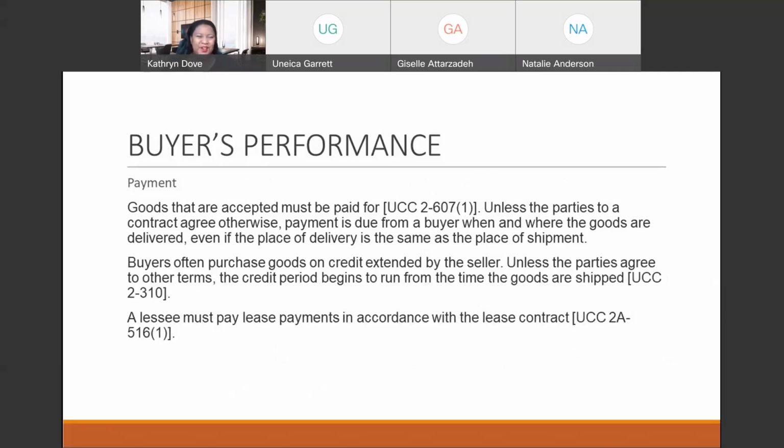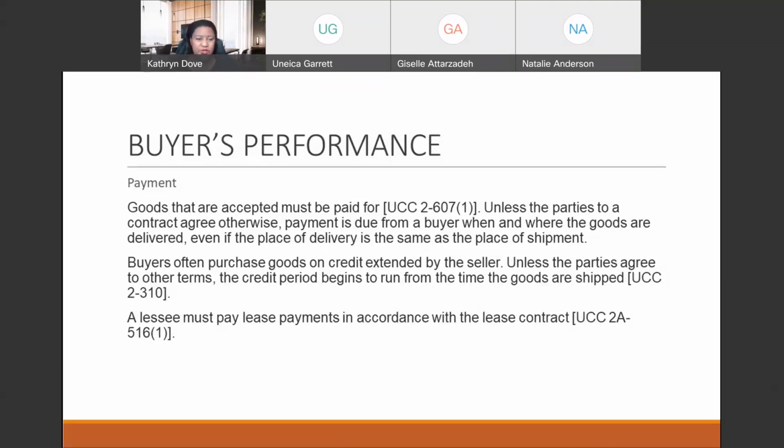All right, so what does the buyer have to do? Pay. Goods that are accepted must be paid for under UCC 2-607. Unless the parties to a contract agree otherwise, payment is due from a buyer when and where the goods are delivered, even if the place of delivery is the same as the place of shipment.